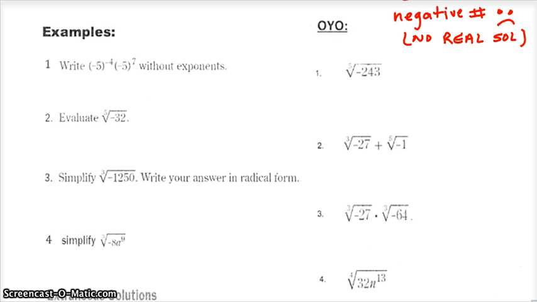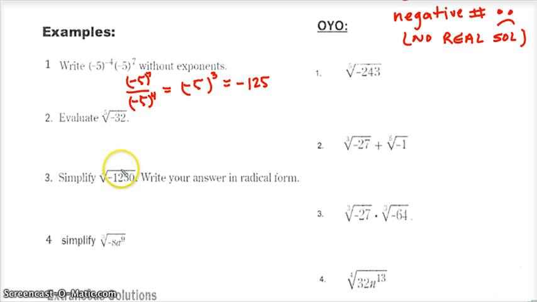Example number 1 asks us to write -5 to the -4th power times -5 to the 7th power without exponents. Remember from our power rules that a negative exponent moves to the denominator, so I can rewrite this as -5 to the 7th power divided by -5 to the 4th power. You'll remember that we need to subtract our exponents when the bases are the same, so this gives us -5 to the 3rd power, which gives us -125.